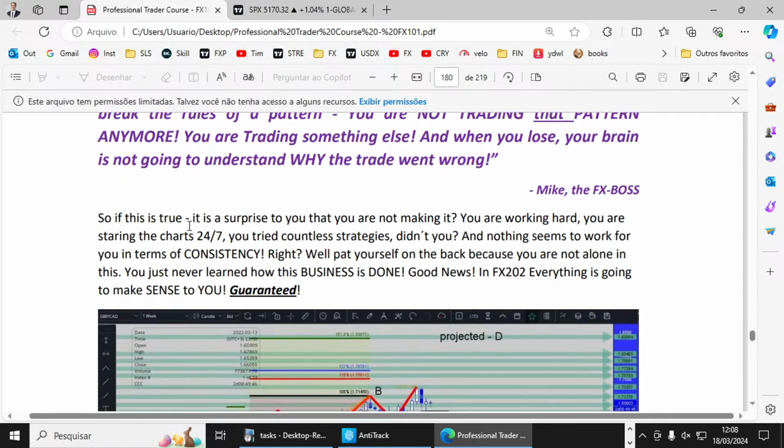So if this is true, is it a surprise to you that you are not making it? I mean, not being consistently profitable. You are working hard, you are staring at charts 24/7. You tried countless strategies, didn't you? And nothing seems to work for you in terms of consistency, right? Well, pat yourself on the back because you are not alone. You just never learned how this business is done. Good news, in the Forex course, everything is going to make sense to you.